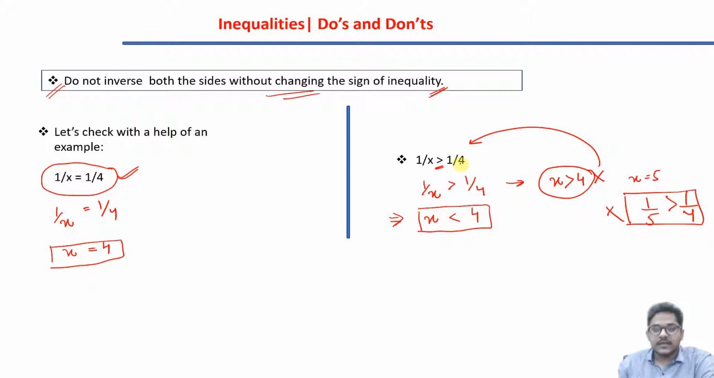So always remember that whenever we invert the LHS and the RHS, the sign of inequality will change.